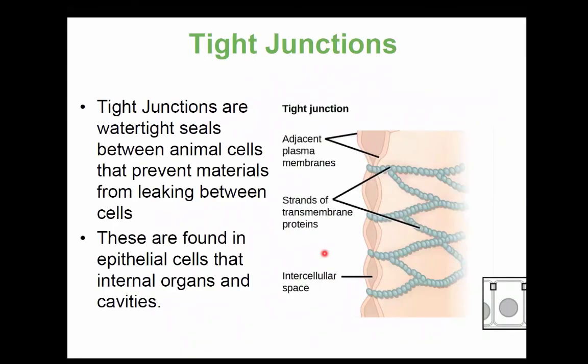Now, tight junctions are present in animal cells. These are watertight seals that prevent materials from leaking between the cells. They are found in the gut epithelium. Our epithelial cells are connected, so our gut is not permeable to water. These are like rivets here. So these are two plasma membranes, and they are connected by tight junctions. Nothing can go through these tight junctions.